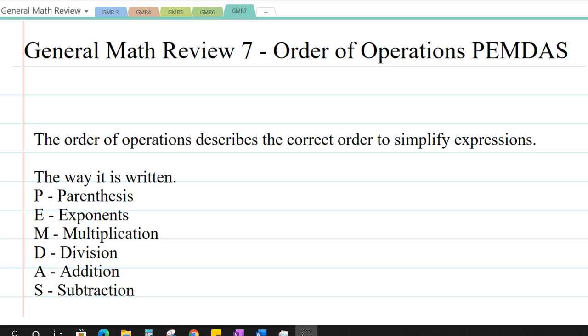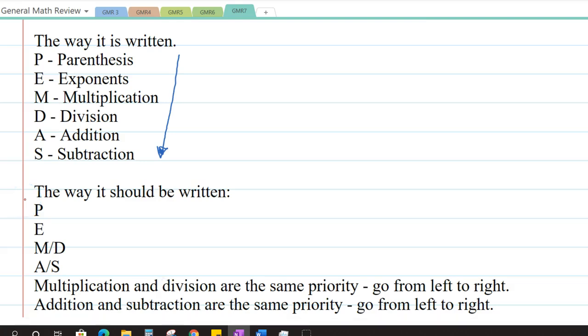And the idea is that you start at the top and you work your way down. I do the parentheses first, then the exponents, then multiplication, then division, etc. I'm here to tell you that is wrong. This is the proper way of writing PEMDAS.